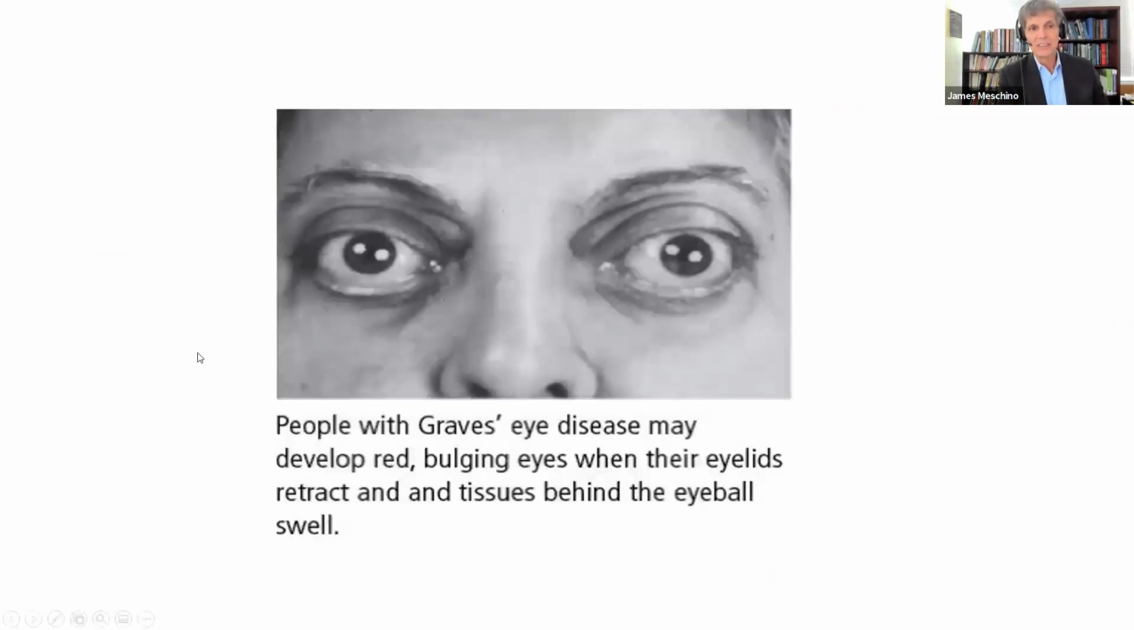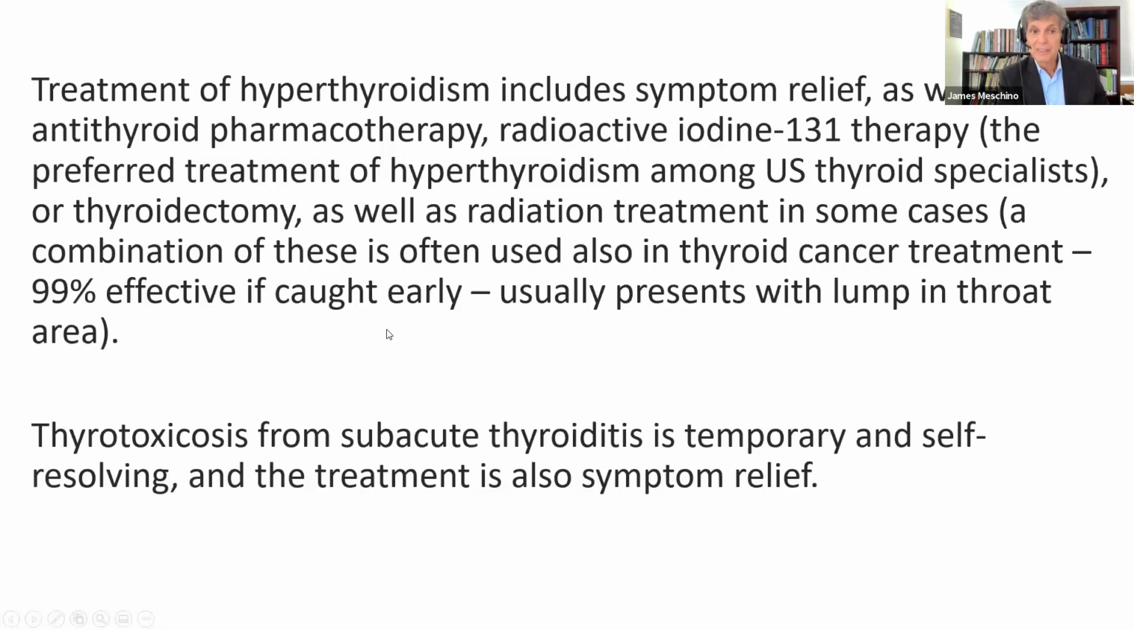In Graves' disease, or in any form of hyperthyroidism, remember that exophthalmos is a very common early finding that you should be on the lookout for, because Graves' disease is actually very common. Treatment of hyperthyroidism includes symptom relief as well as anti-thyroid pharmacotherapy like radioactive iodine therapy, and also radiation treatment in some cases. So they take someone who has hyperthyroidism and they want to tone down the activity of the thyroid gland. So you can radiate it to do that.